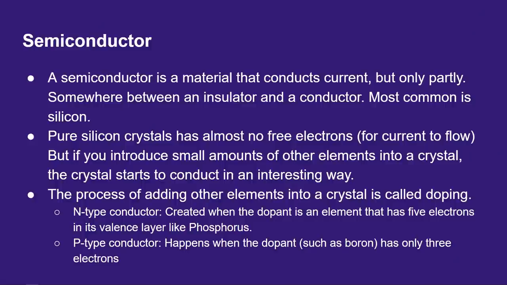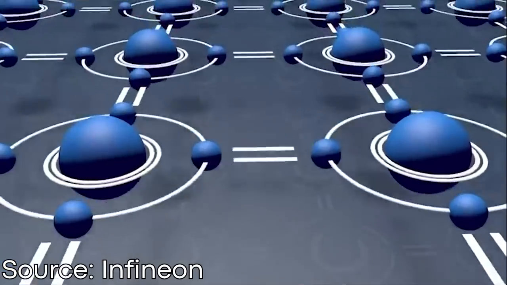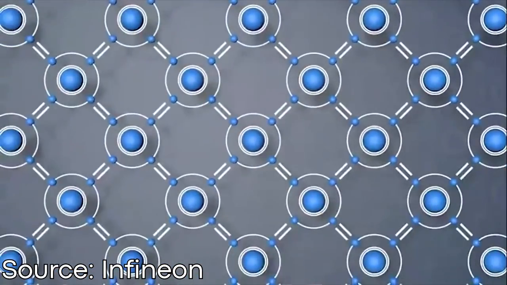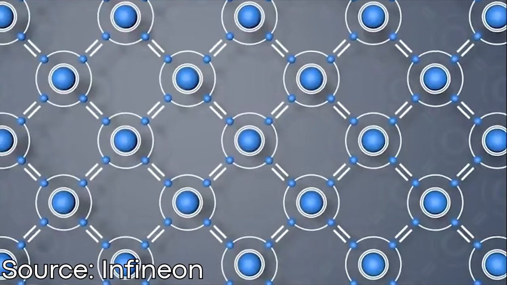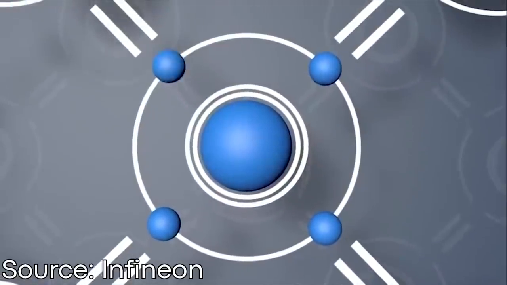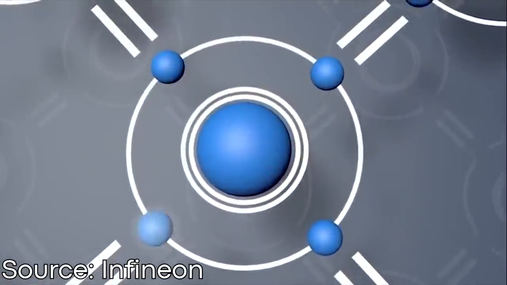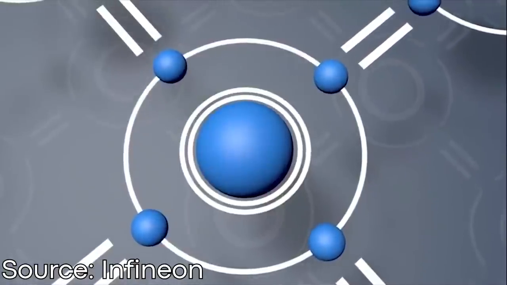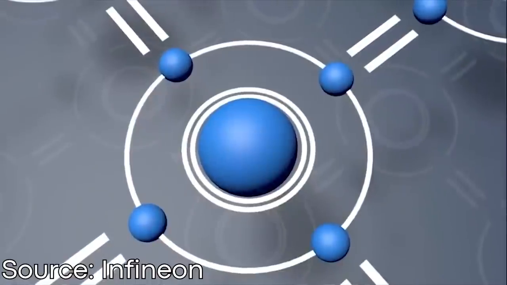But what is a semiconductor? A semiconductor is a material that can conduct current, but only partly. It's not an insulator, say like rubber, and neither is it a conductor like copper. It's somewhere in between, and silicon is a good example of a semiconductor, something that in some circumstances can act as an insulator, and under some circumstances can act as a conductor. Now, pure silicon crystals on their own have no free electrons. They bind together in a lattice where there are no free electrons, which means that current flow doesn't happen, which is why it acts as an insulator. However, you can do some things to silicon to turn it into a conductor.